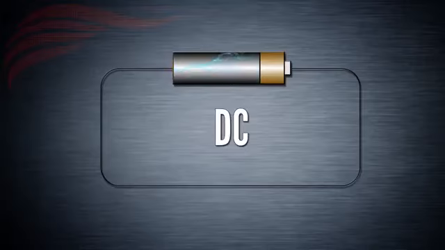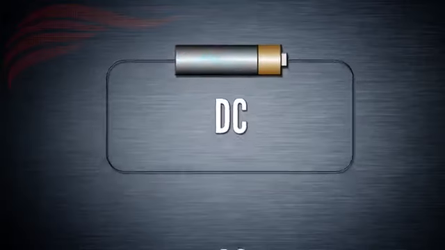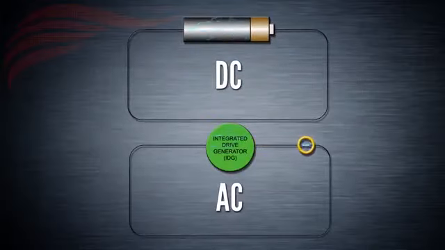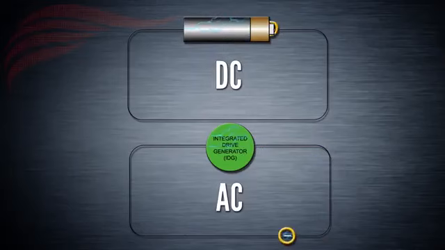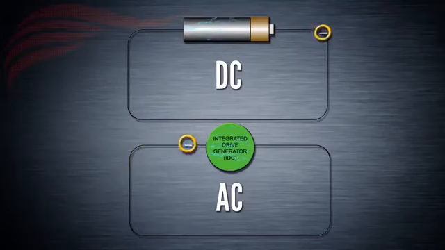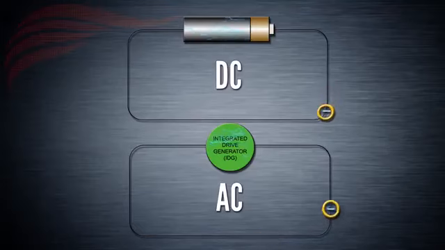When charges move around the circuit, they are known as currents. There are two types of electric currents: direct current, DC, where electricity flows in one direction; and alternating current, or AC, where electricity flows in two alternating directions.